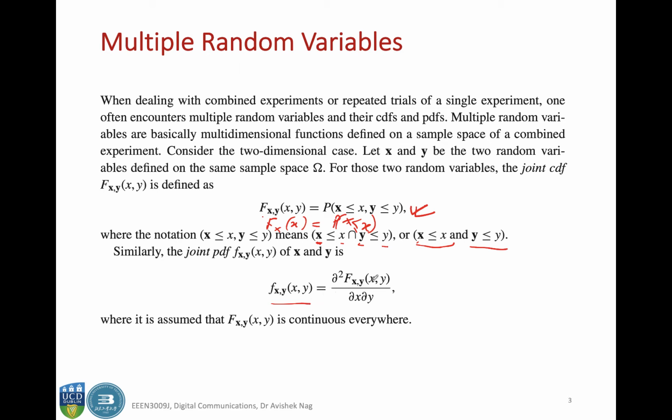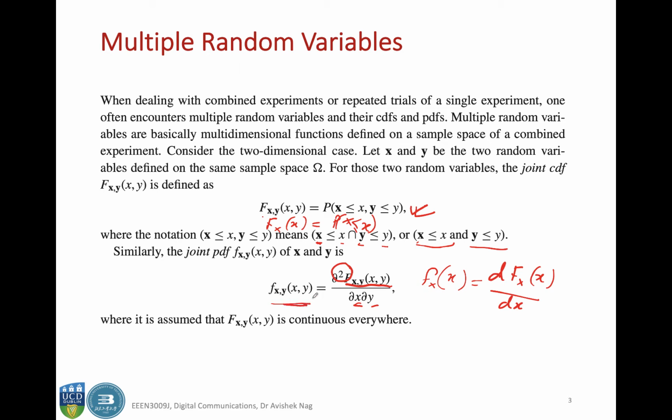And similarly for joint multiple random variables, we can define PDFs. So the PDF in this case is the double derivative here. In case of a single random variable, when you are saying f of x, that was basically the derivative of the cumulative distribution function of the single random variable with respect to x. Here, since we have two variables x and y, we are taking the double derivative with respect to x and y of the joint CDF, and then we are getting the joint PDF here.